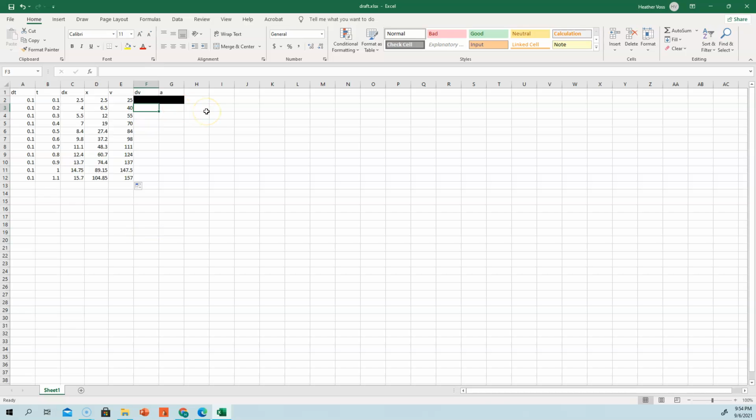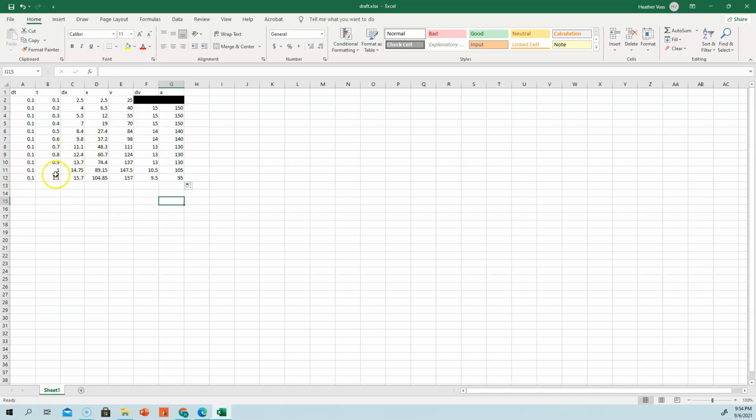Now to get my change in velocity, I'm going to do it with my second term minus my first term. And I'm going to drag that down. That'll find the difference between each of those individual terms. My acceleration is going to equal my change in velocity over my change in time. That is an average velocity. You notice it stays kind of consistent and then things get a little weird over here at the bottom.